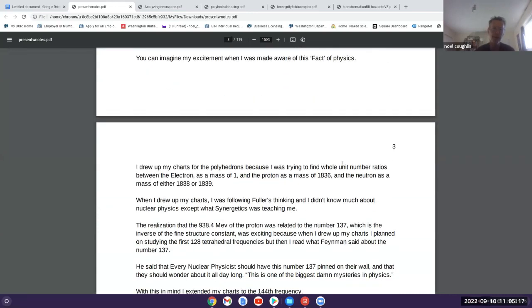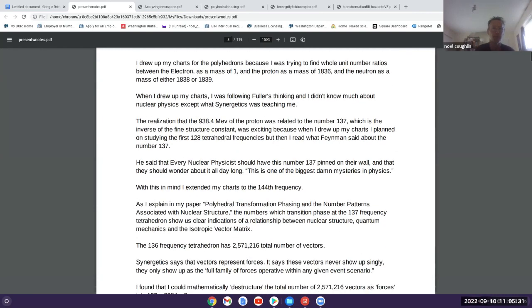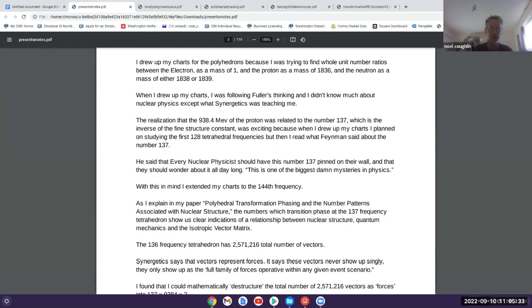I drew up my charts for the polyhedrons because I was trying to find whole unit number ratios between the electron as a mass of 1 and the proton as a mass of 1836 and the neutron as either a 1838 or 1839. When I drew up my charts, I was following Fuller's thinking, and I didn't know much about nuclear physics except what Synergetics was teaching me.